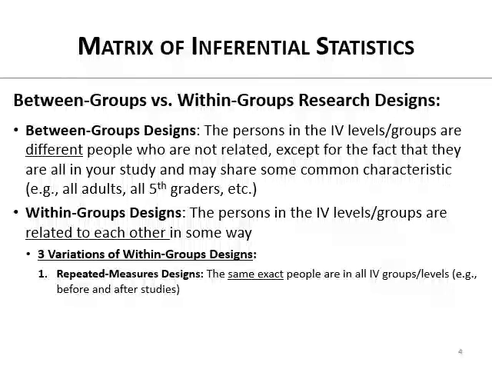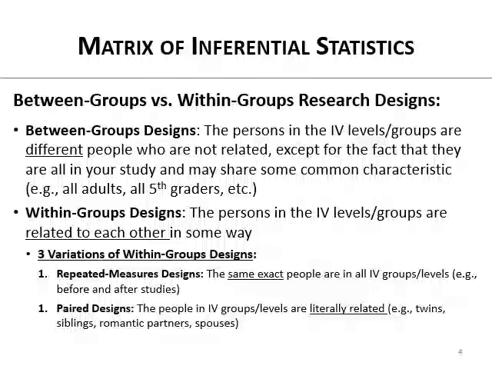Number one is what we call a repeated measures design. In these designs, it's the same people. It's literally the exact same people on all levels of the IV. Before and after studies are repeated measures designs. You have the same people drinking Coke, Pepsi, and store brand soda and trying to taste the difference. If all people are tasting all three, you've got a repeated measures design.